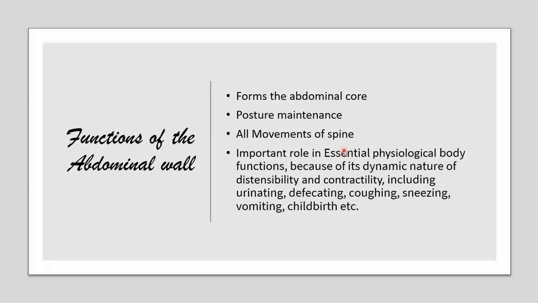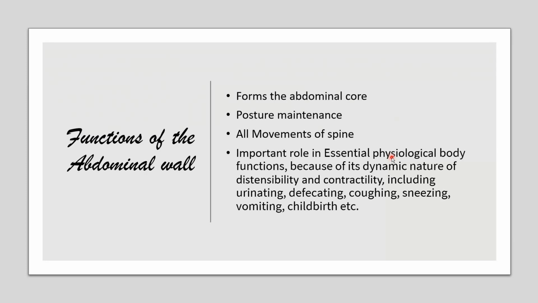But now once we understand that a proper muscle is required for the physiology, now we understand the abdominal function. So we are understanding that the muscles of the abdominal wall form the abdominal core. Posture maintenance is dependent on them. The spine is basically dependent on or helped by the abdominal muscles, and they have a very important role in essential physiological body functions because of their dynamic nature of distensibility and contractibility. They can contract, they can distend.